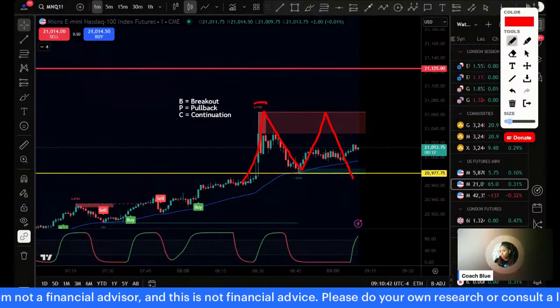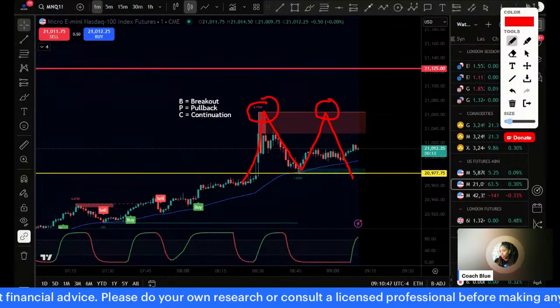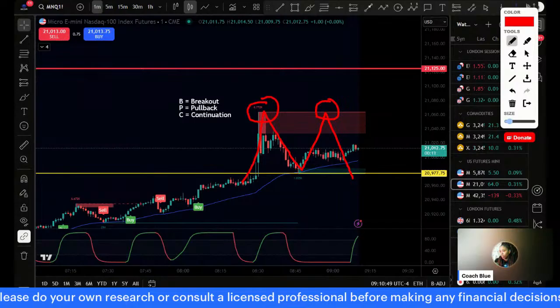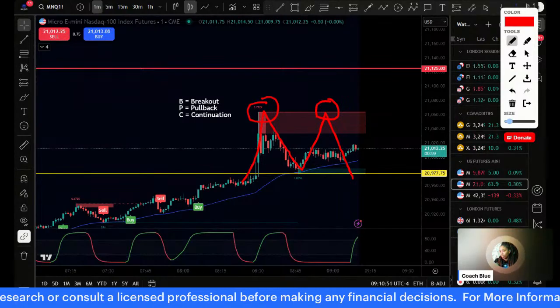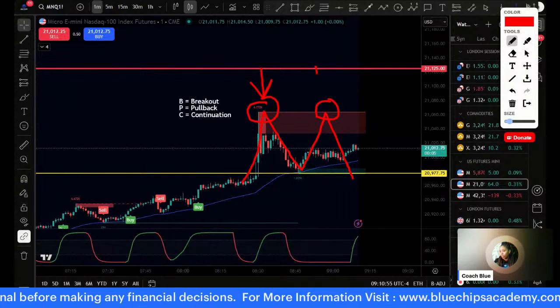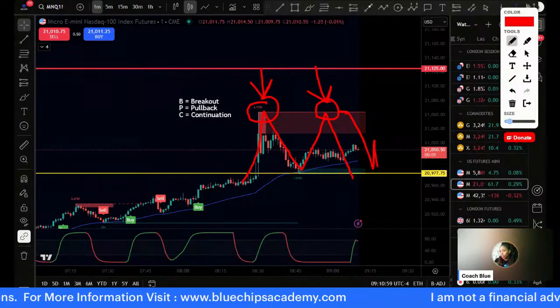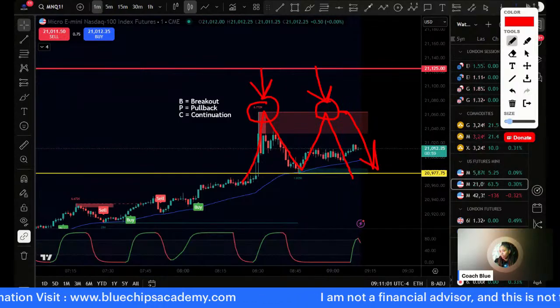So what we're looking at is what we call a double top, also known as an M. Okay. So when we see rejection happen twice here, price told us it wants to sell here, and then it tells us that again. Okay, now we're looking for a sell. Now we're looking for a sell.